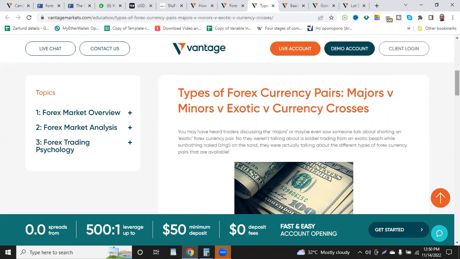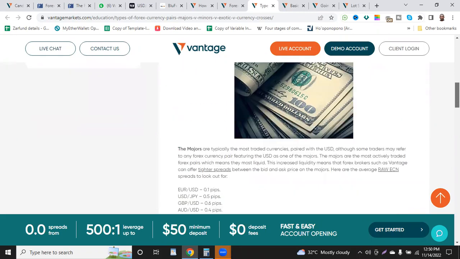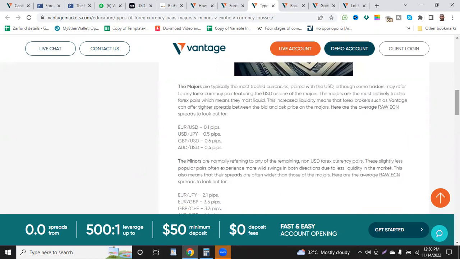And then these currencies that are the major currencies, they also make up the major currency pairs. And the reason why traders trade and focus more on these pairs is because of their spread.